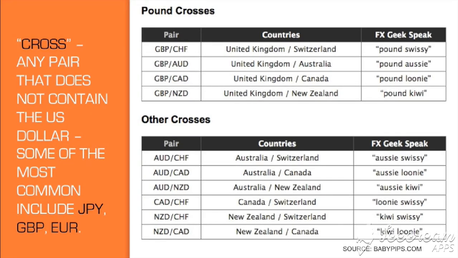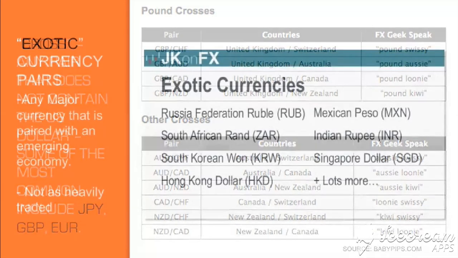And let me not say major so I don't confuse you. In a nutshell, the cross currency pairs are any pair that does not contain a US dollar, but they are very heavily traded currency pairs, not from an emerging economy, but ones that are already established.